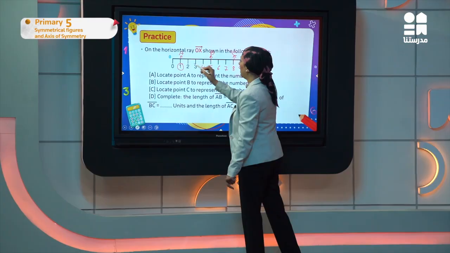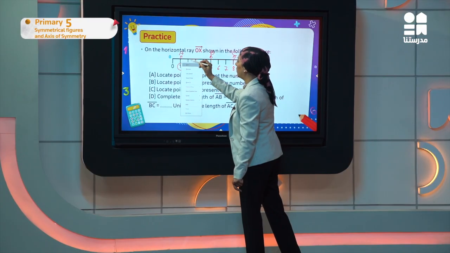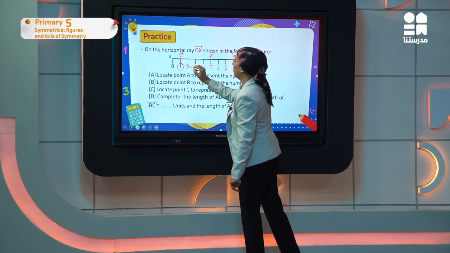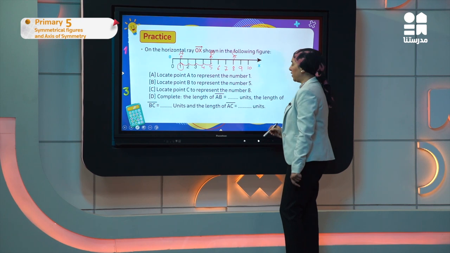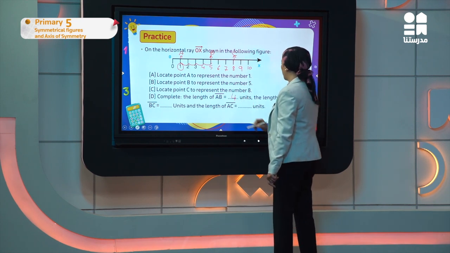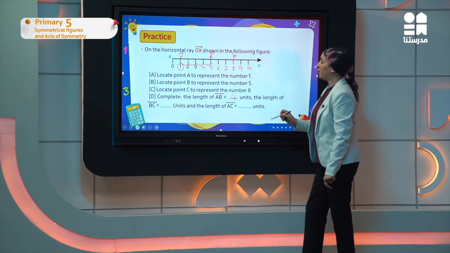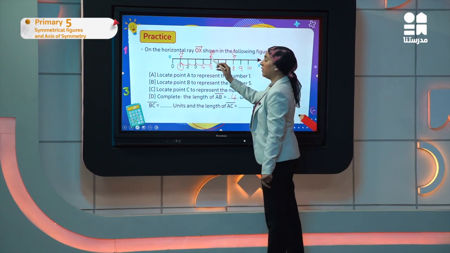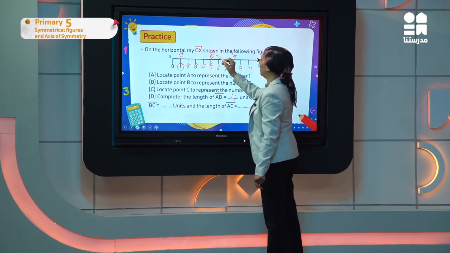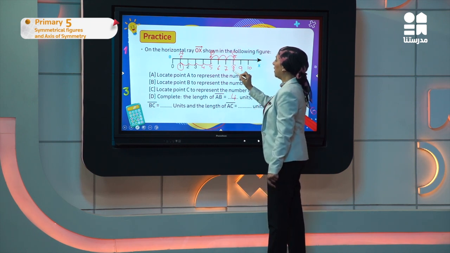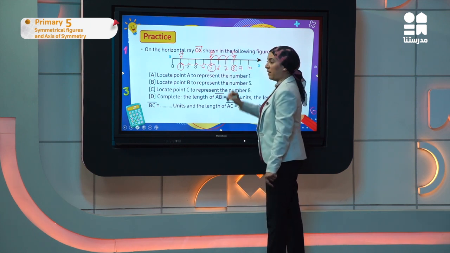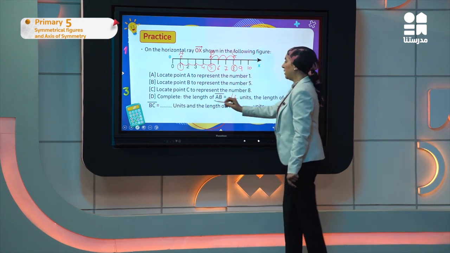Okay. D, complete the following. The length of AB line segment. I want to know the length of AB line segment, so I will count the number of units: 1, 2, 3, and 4, or 5 minus 1, which is 4 units. Then the length of BC: I have here the point B, then I will count the number of units: 1, 2, 3, or 8 minus 5, which is also 3 units.